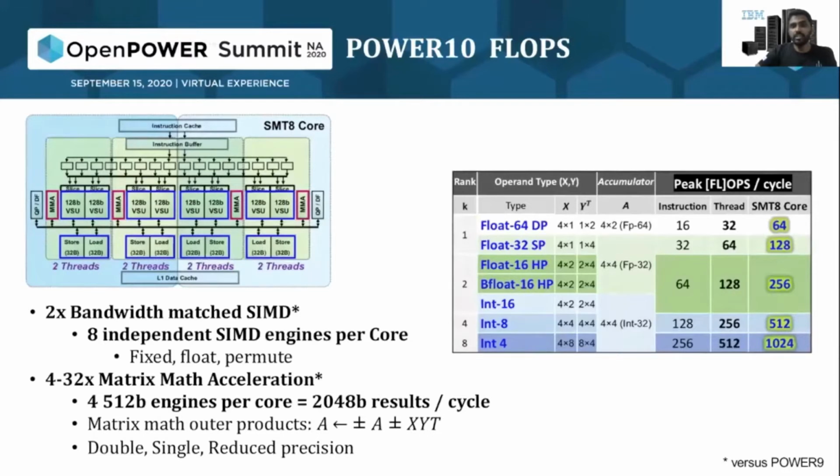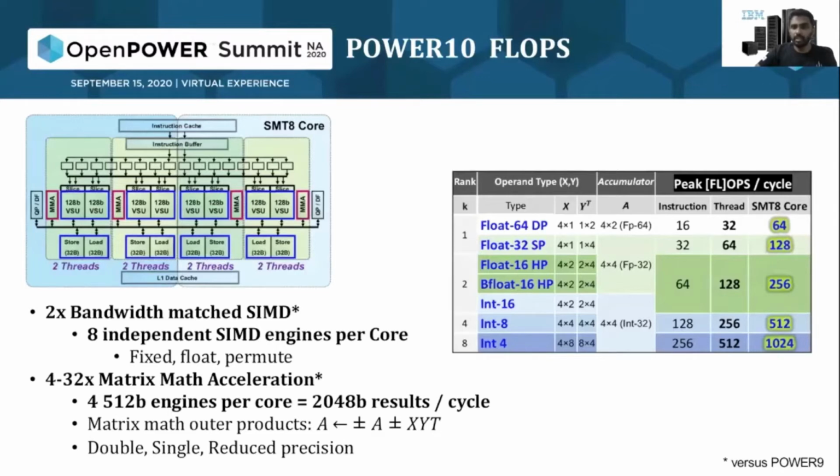IBM recently announced its Power 10 microprocessor, which is fully compliant with Power ISA version 3.1. Power 10 processor can support up to 30 SMT8 cores or 60 SMT4 cores in a single socket DCM module. The diagram in the top left shows a picture of a Power 10 SMT8 core. This core can be partitioned into 2 SMT4 cores. Each SMT8 core can support 4 MMA instructions in a single cycle. In terms of flops capability, for double precision, it can support 64 flops per cycle, and it goes all the way up to 1024 operations per cycle for INT4 data type.